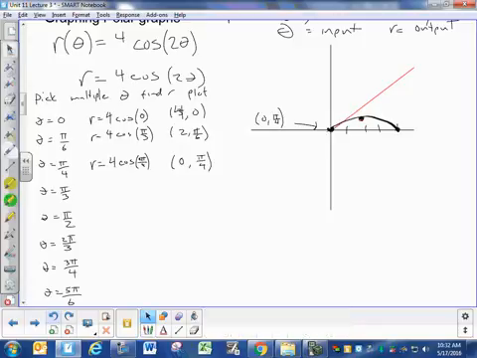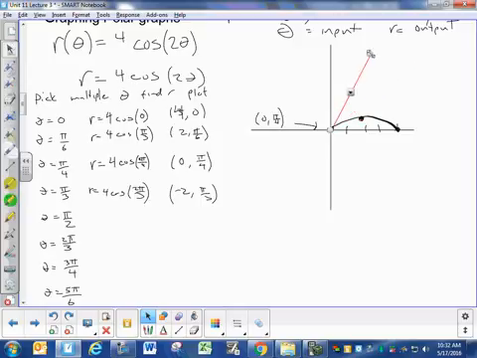Okay, let's keep going. I can have pi over 3, r equals 4 cosine of 2 pi over 3. Cosine of 2 pi over 3 is negative a half. All of a sudden, I get negative 2, pi over 3. Okay, this is my negative radius. Let's see what happens. I go to the angle of pi over 3, but then I'm going to have a radius of negative 2. Think about going a distance the opposite direction of negative 2.